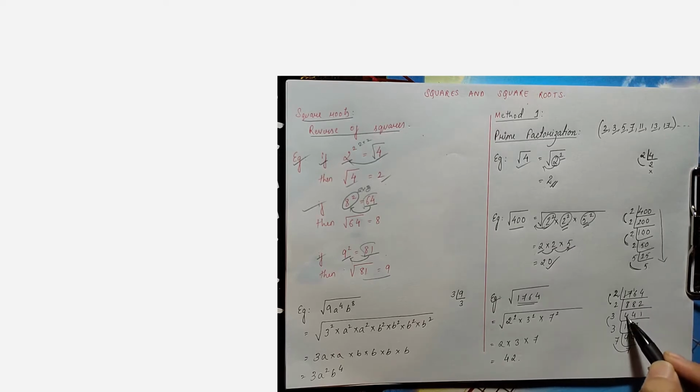3 1s are 3. So carry 1. 3 4s are 12. So carry 2 and 3 7s are 21. Then again 3 4s are 12. So carry 2 and 3 9s are 27.